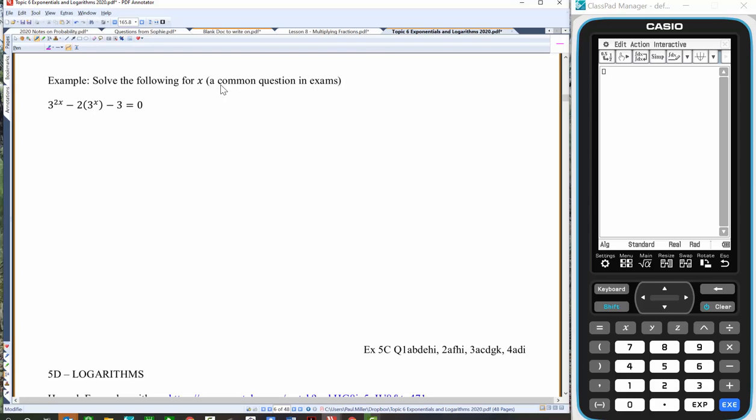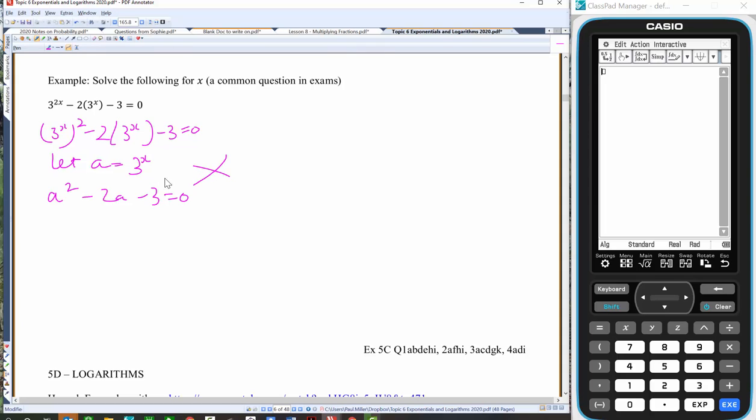All right, last one here. Solve the following for x, common question in exams. Okay, so the technique we're going to use on this one here is I'm going to rewrite this as 3 to the x all squared, take away 2 lots of 3 to the x, take away 3 equals 0. Then I'm going to say let a equal 3 to the x. Have a look at what cool thing happens now. A squared take away 2a take 3 equals 0. So this is what I refer to as the hidden quadratic.